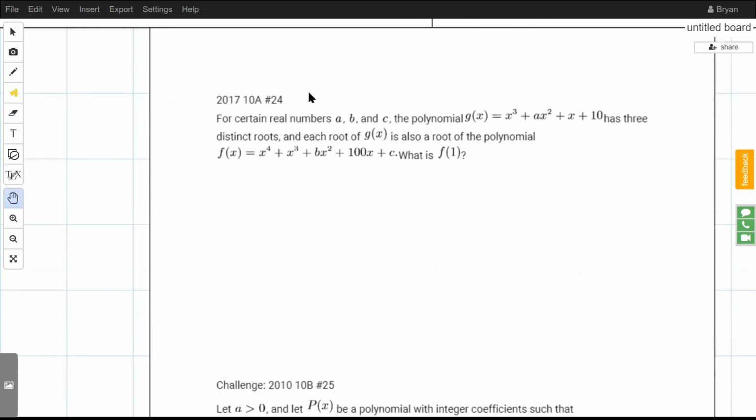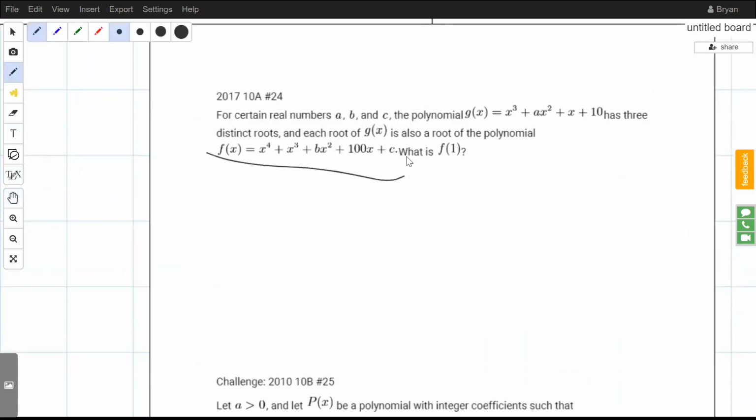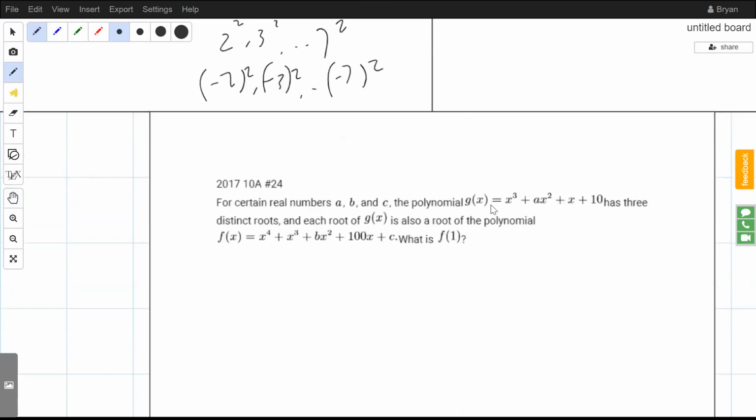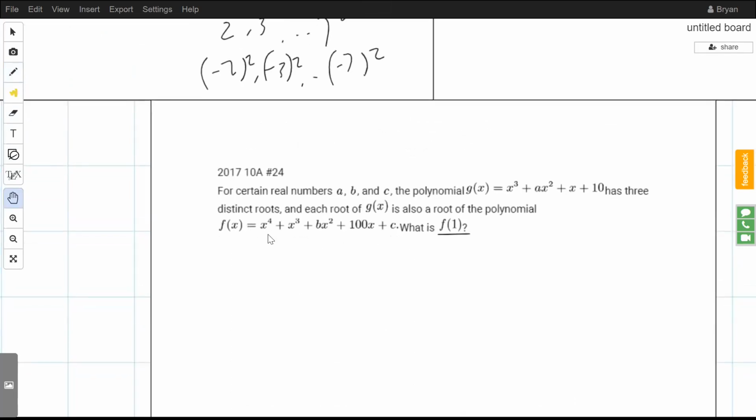For certain real numbers a, b, and c, the polynomial g of x equals x cubed plus ax squared plus bx plus 10 has 3 distinct roots, and each root is also a root of the polynomial f. What is f of 1? Now, interestingly enough, someone did a similar problem before, and I plan to build off of it. We're looking for f of 1, right? This is the sum of the coefficients, which is really not that helpful at all. So really, we want to find what b and c are, and just plug 1 into the equation.